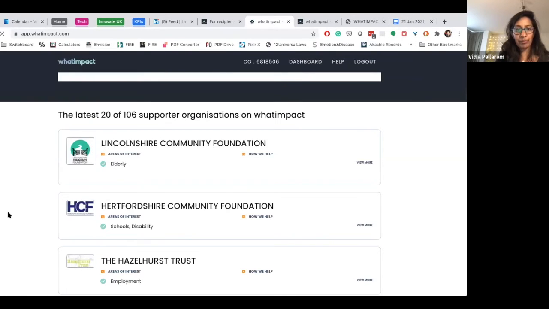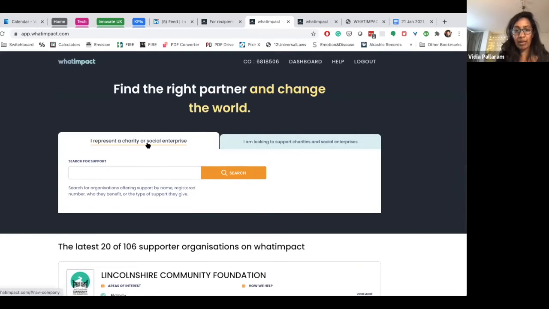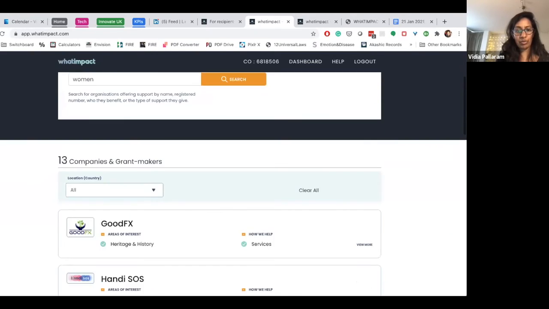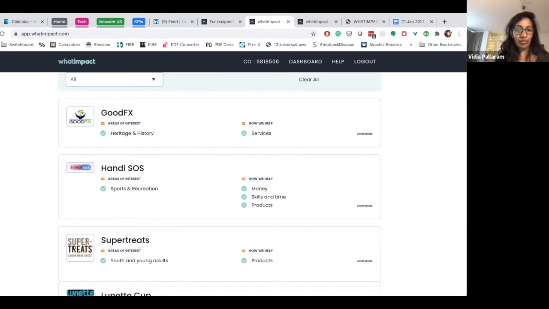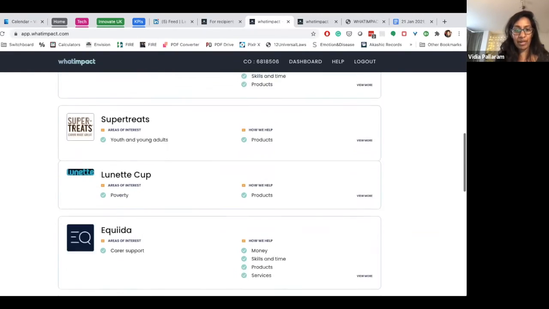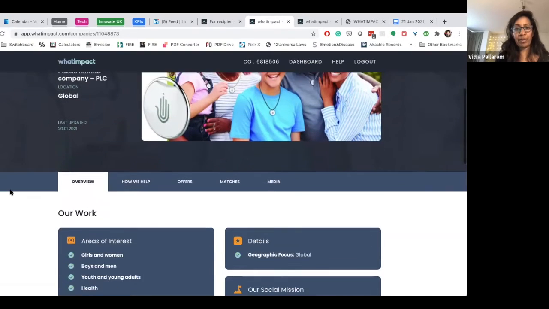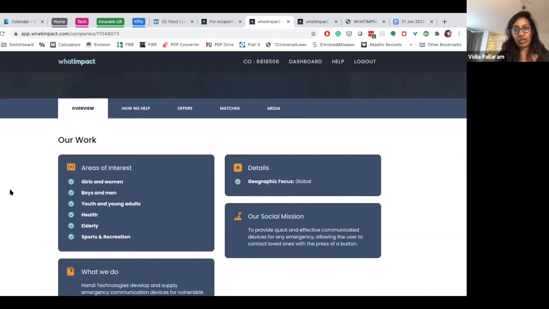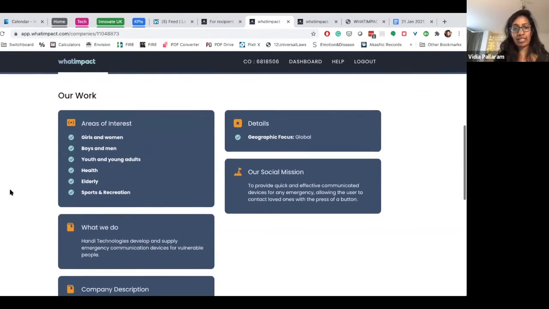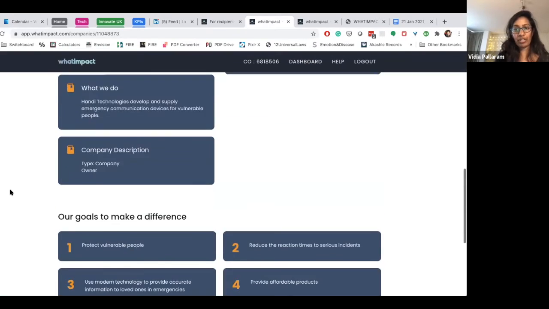So if I were a charity and my mission was around the theme of women, I could just type in women into the search and let's see what comes up. These are companies and grant makers that are also interested in the theme of women. If I click on Handy SOS, I can find out a little bit about the company. I may not have heard of them, but it's a way to see what's available. And we can again see the areas of interest and the goals that they're trying to achieve.